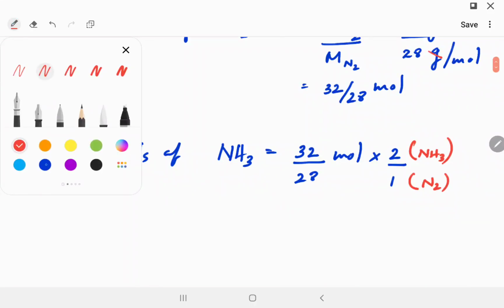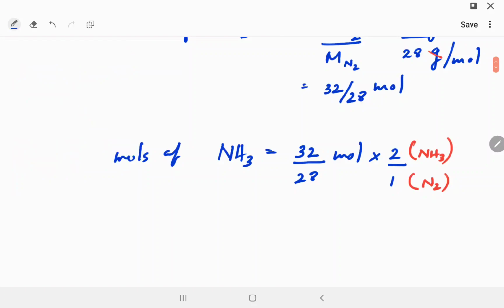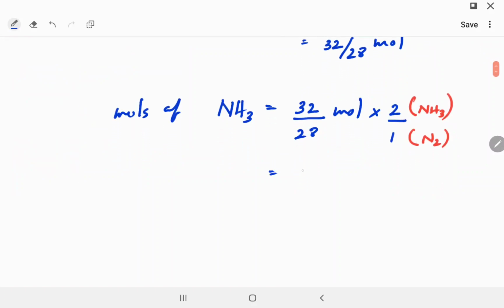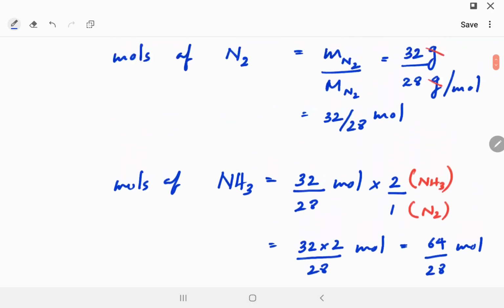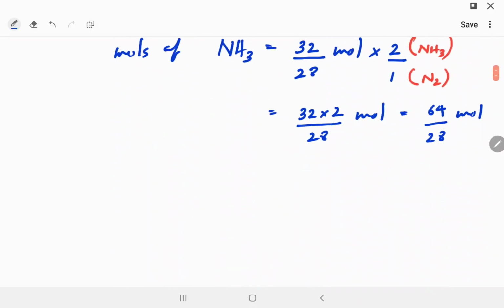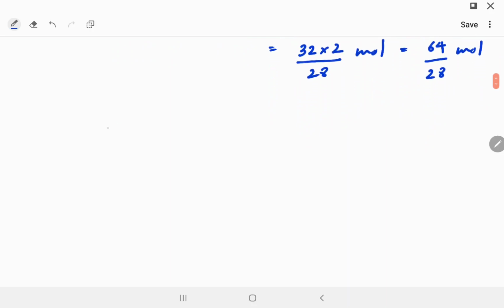All right, so once you have that, the moles of ammonia is 32 times 2 divided by 28 moles. I usually don't use the calculator all the time. I will simply keep all the numbers and then do the calculation one time in a calculator. So what you have is 64 divided by 28 moles. This is the moles of ammonia, but they are not asking for the moles, they want the mass of ammonia. This is what they want us to calculate.